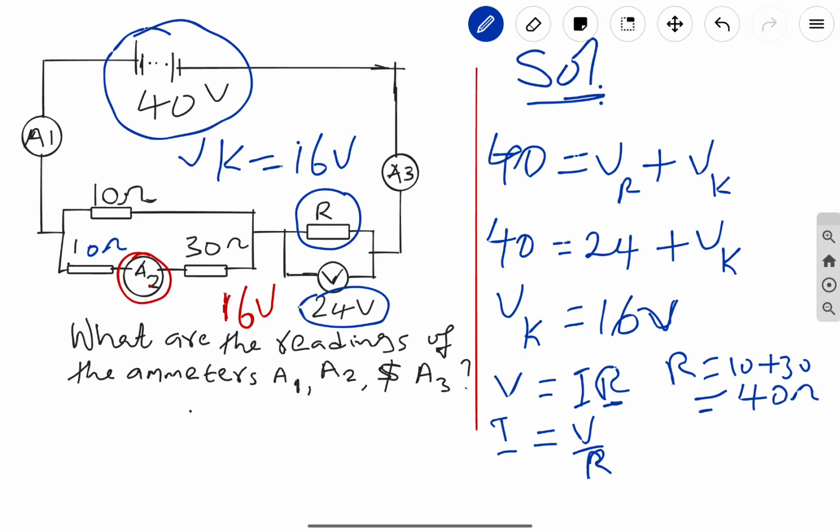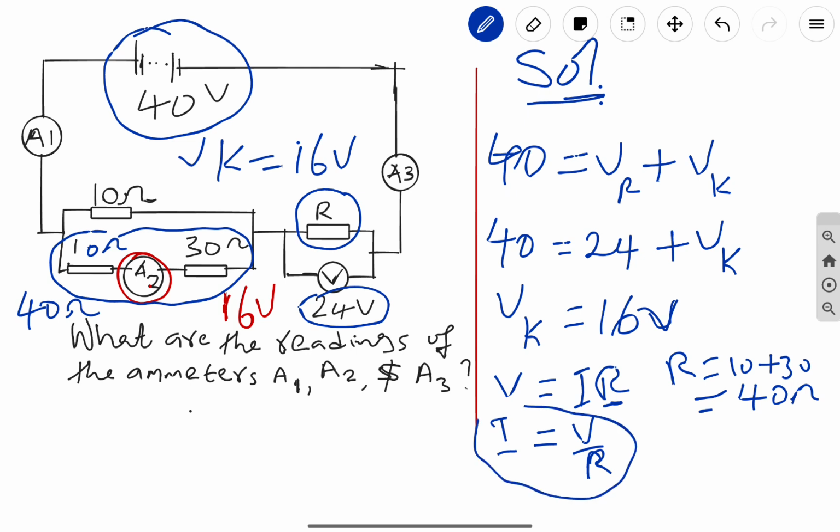40 ohms. So the total resistance between these two resistors is 40 ohms. If we apply this very formula to find the current that A2 is going to read, let me call it I2, the current across the second ammeter, and I substitute my value.